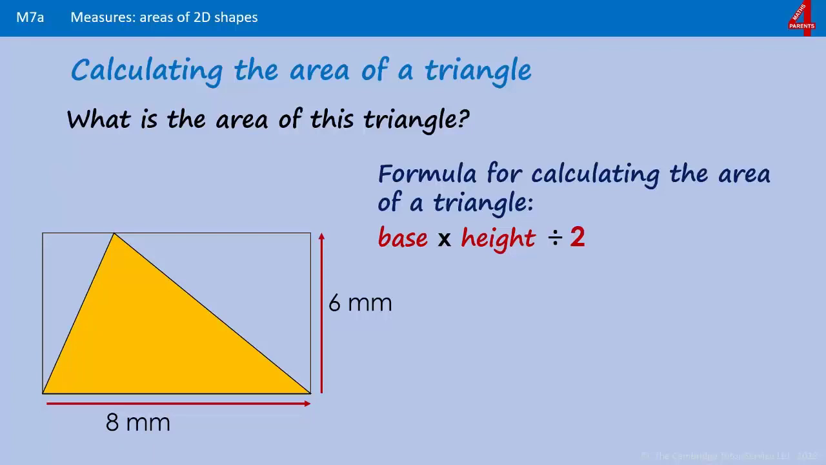Find the area of this triangle. Remember it's in millimetres. Pause the video, have a go. Take the area from round the outside. You can see there's a triangle exactly the same as the yellow one in the middle. 8 times by 6 is 48. Divide that by 2, that's 24 millimetres. The area of the triangle is 24 millimetres squared.